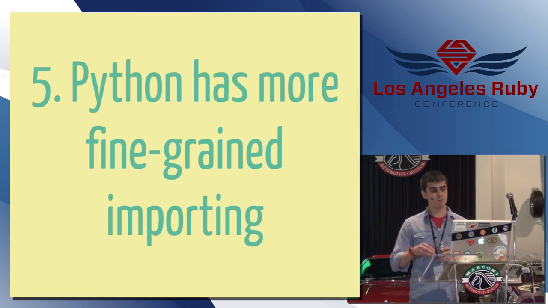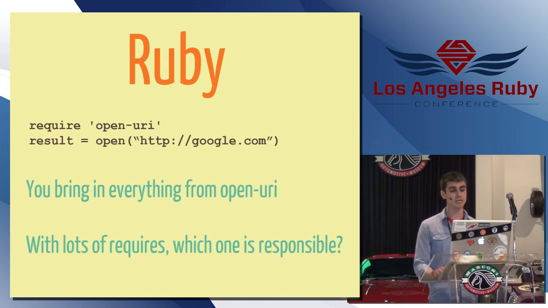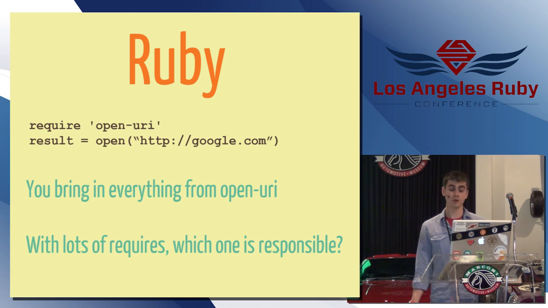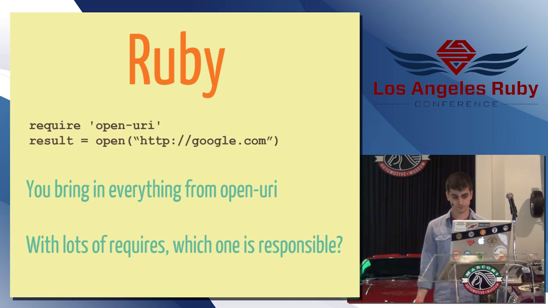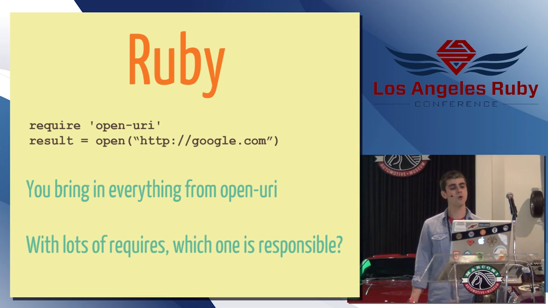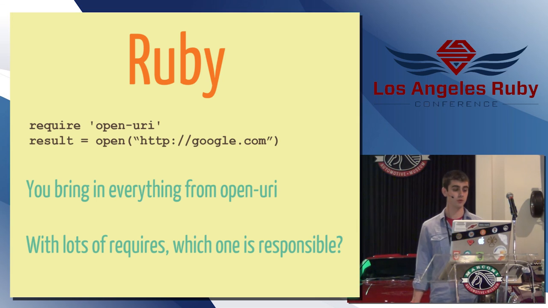Number five, Python has more fine-grained importing of third-party libraries, things like that. Let's take an example of Ruby with OpenURI. This is a very simple example, but if you want to open a URL, you require OpenURI, and then you open the URL. But there's a few interesting points about this. When you require OpenURI, you bring in everything from that library. You don't get to pick which components you want to bring into your program.